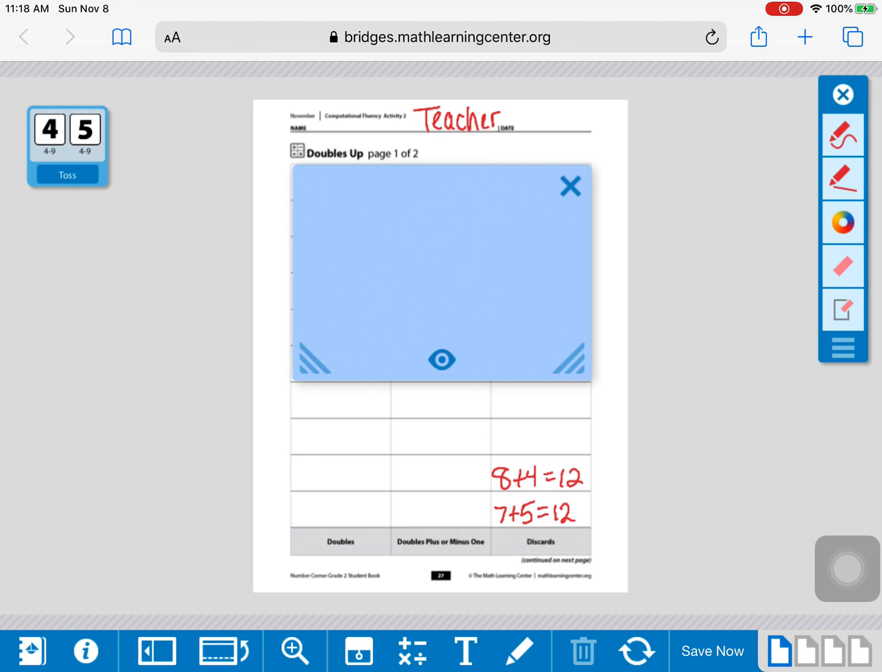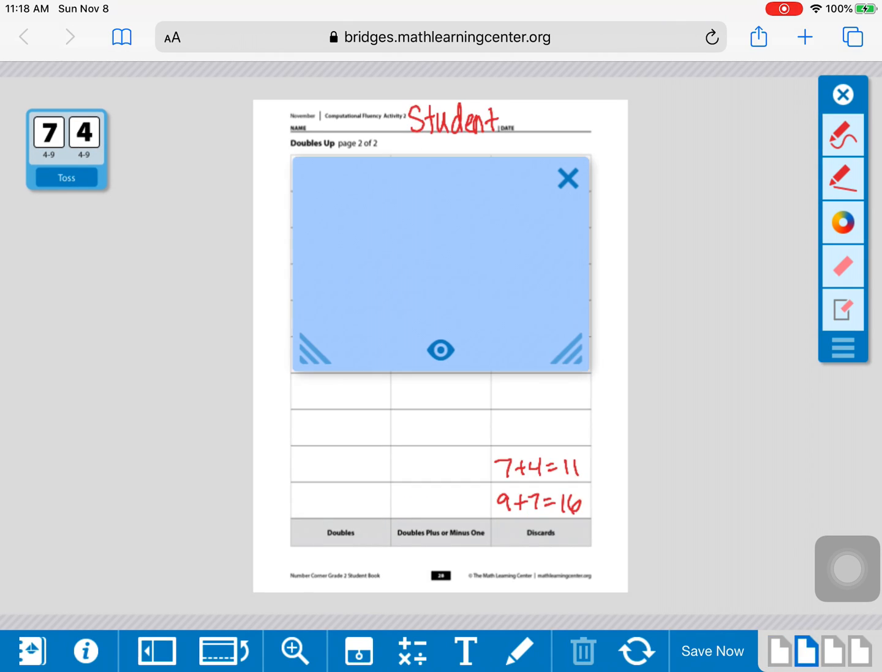Okay, my turn. Let's go ahead and toss. 4 and 5. I know that 4 is 1 less than 5, and 5 is 1 more than 4, which means that this would be a doubles plus or minus 1 fact. So I'm actually going to write this in this column. So 4 plus 5 equals 9, because I know that 5 plus 5 is 10, but then you take away 1 to get 9.